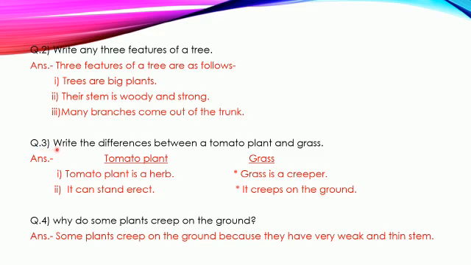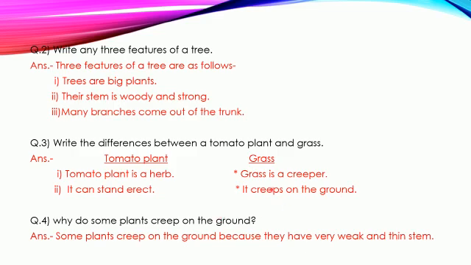Question number 3. Write the differences between a tomato plant and a grass. Let us differentiate. Here this tomato plant and this side it is all about grass. So the first difference is that tomato plant is a herb and grass is a creeper. Second, it can stand erect. So herbs can stand erect. If you remember, only climbers and creepers, they cannot stand erect. So tomato plant, it can stand erect.